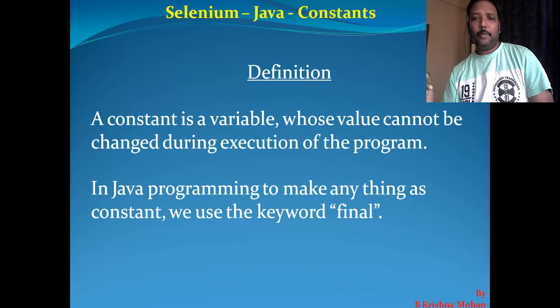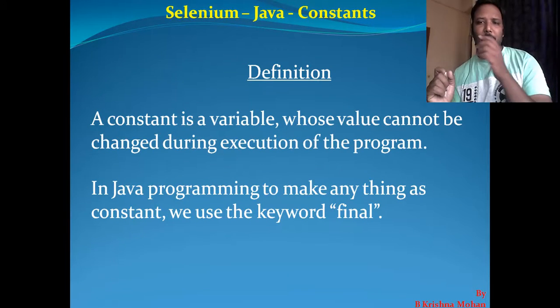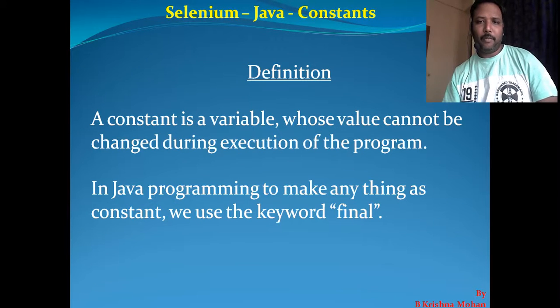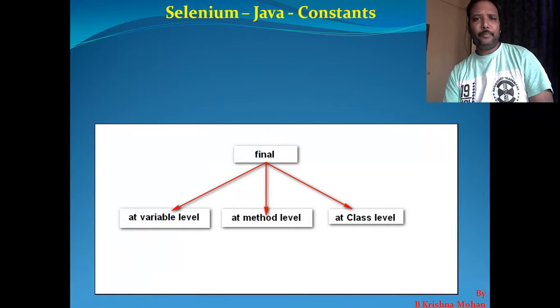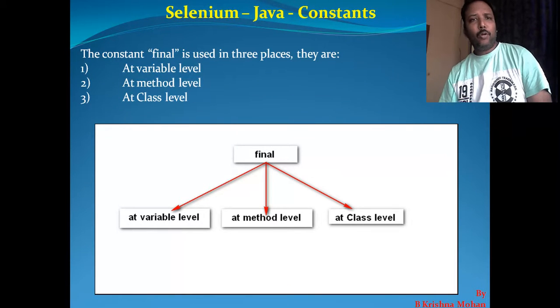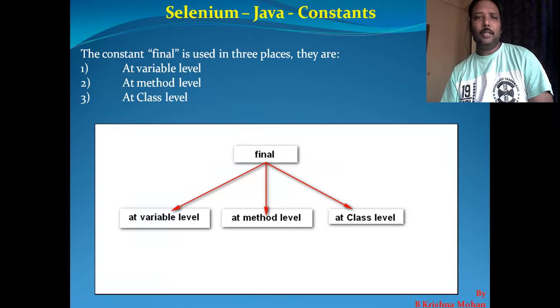In Java programming, to make a variable, a method, or a class constant, we have to use the keyword final. The keyword final is used in three places: at the variable level, at the method level, and at the class level. How to do it, we will see.